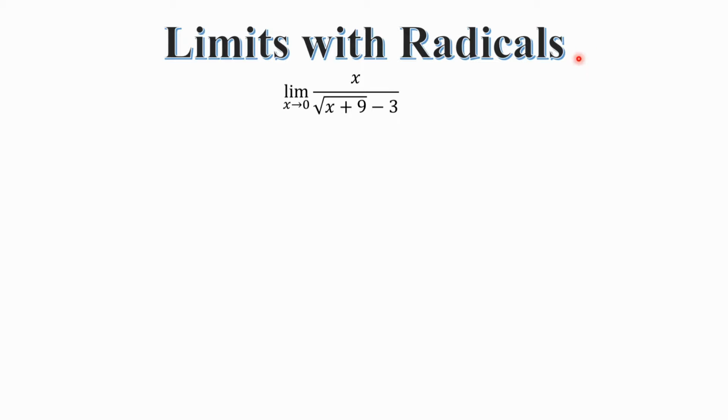What we are dealing with in this problem are limits and radicals. When we look at the problem on the screen, we have a fraction, and that fraction has a radical in the denominator. As x approaches 0, if we substitute 0 for x, especially in the denominator, the root of 9 will be positive 3. Minus 3, you have division by 0.